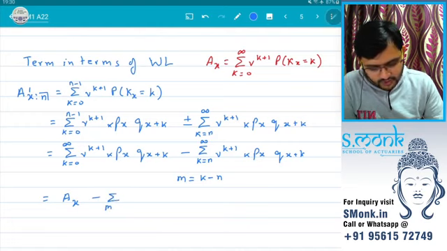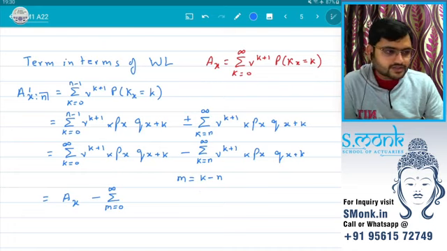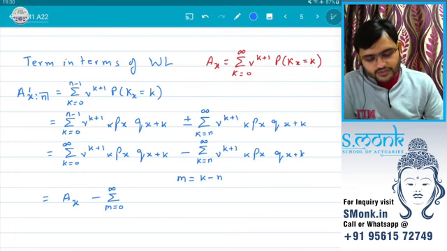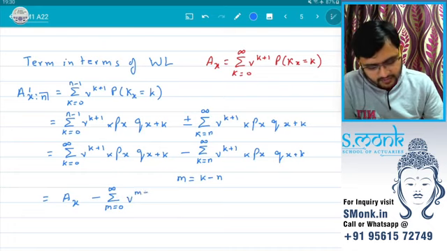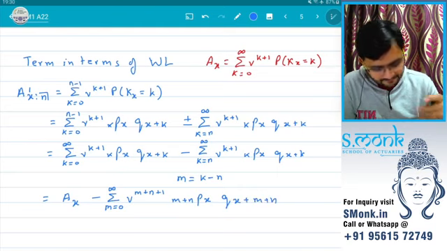My m is going from 0 to infinity, right? Because when I put k equals n, m equals 0. When I put k equals infinity, m is still infinity. So m is going from 0 to infinity, and now I will substitute k as m plus n. So v raised to m plus n plus 1, m plus n px q x plus m plus n.